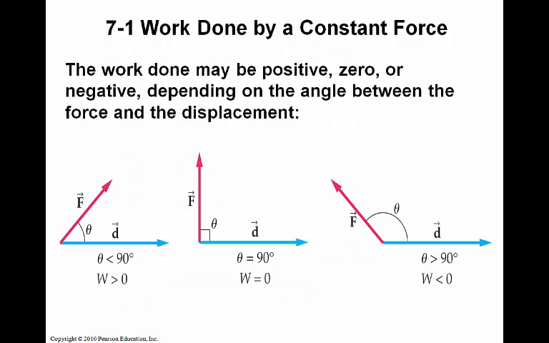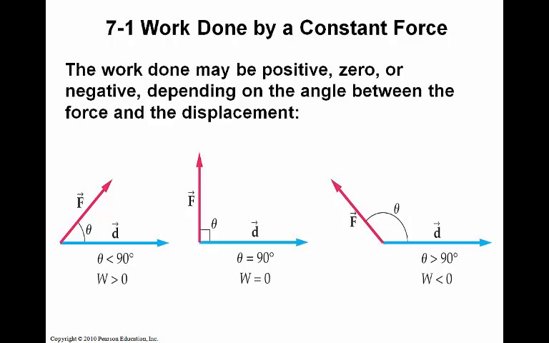Work done can be positive, it can be 0 or negative, all depending on the angle between the force and the displacement. That angle, if the force and the displacement are at theta less than 90 degrees, then you will get a positive work value, and that means you're transferring energy into the system.